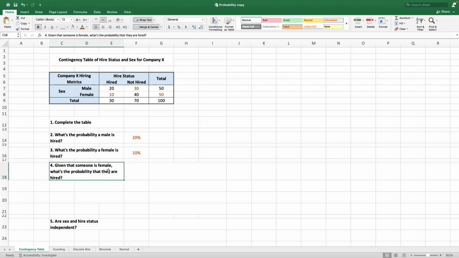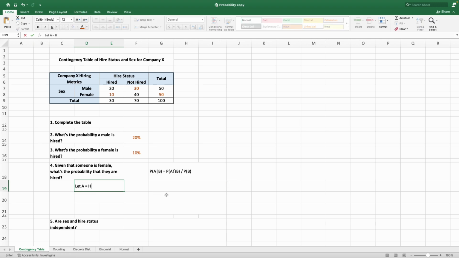Given that someone is female, what's the probability that they are hired? Notice that this says given that someone is female. Recall that given should indicate that we have conditional probability. Let's recall what conditional probability is: the probability of A given B is equal to the probability of A and B divided by the probability of B. Let's define these things. Let A equal the event that someone is hired, and let B equal the event of female.